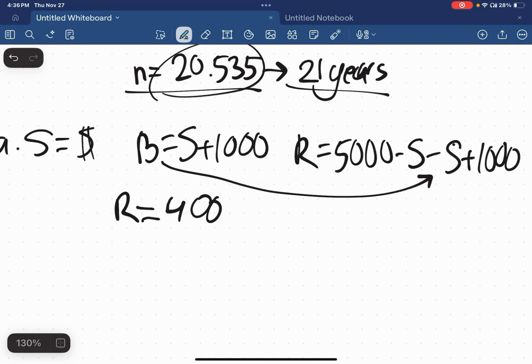Which means that the amount in shares is 4,000. Sorry. That's supposed to be a minus sign. As long as you remember to multiply, it's 4,000 minus 2S.